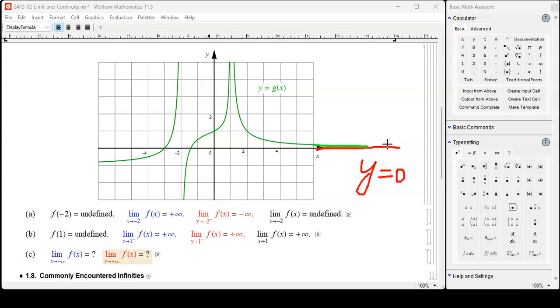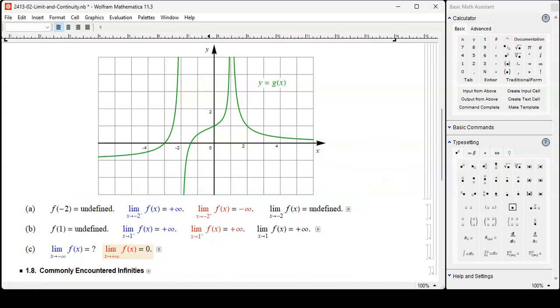See? Getting closer and closer and closer to 0. And to the left, we see a horizontal asymptote y equals negative 1. And look at the graph. The graph is getting closer and closer and closer to this y-coordinate value, negative 1. So those are going to be your limit values. Let us elaborate this. So that's 0. And this is negative 1.